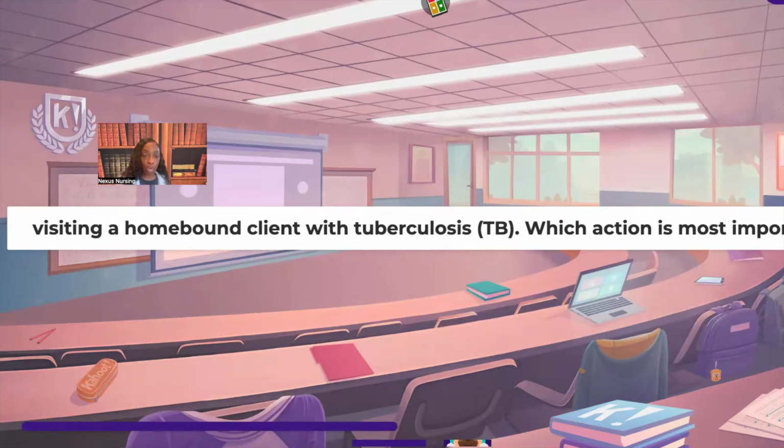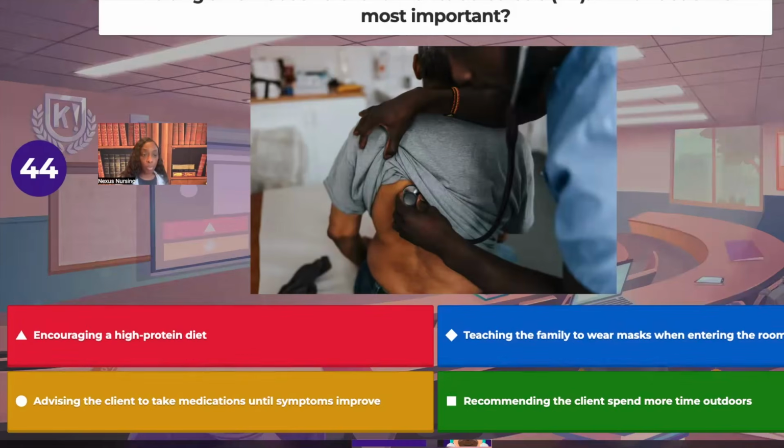Okay, so you're visiting a homebound client with tuberculosis. Which action would be most important? Is it to encourage a high protein diet? Is it to teach a family to wear masks when they're entering the room? Is it to advise a client to take their medications until the symptoms improve? Or is it to recommend that the client spends more time outdoors? What would be your priority as a community health nurse? You're visiting a patient that's homebound, they've got TB. What's going to be your priority action?